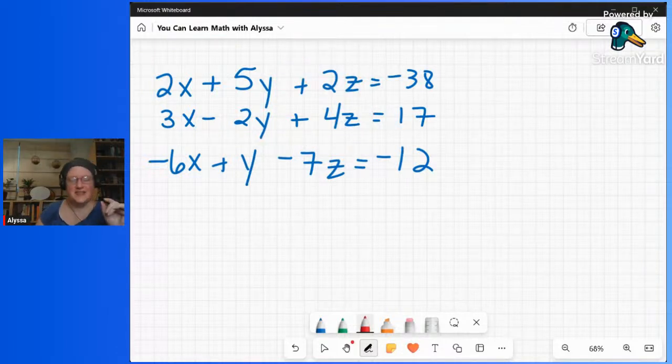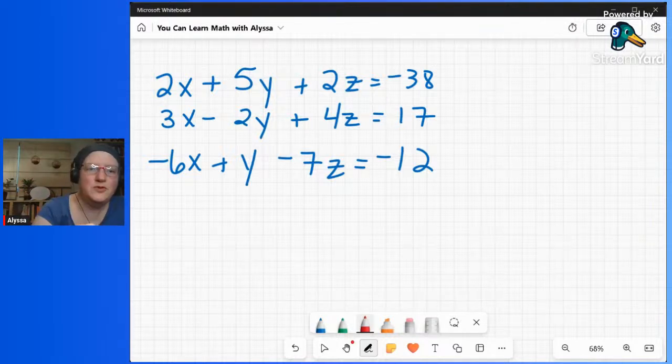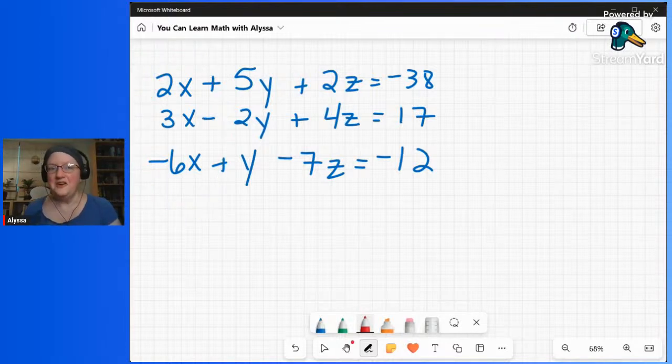You don't want to get sucked into that, because what you want to have happen is the same thing cancel out both times. This is the part that trips people up. The same variable has to be canceled in both of them. So I am going to try to cancel out the x's, get rid of the x's so I only have y's and z's. This is going to take a minute.